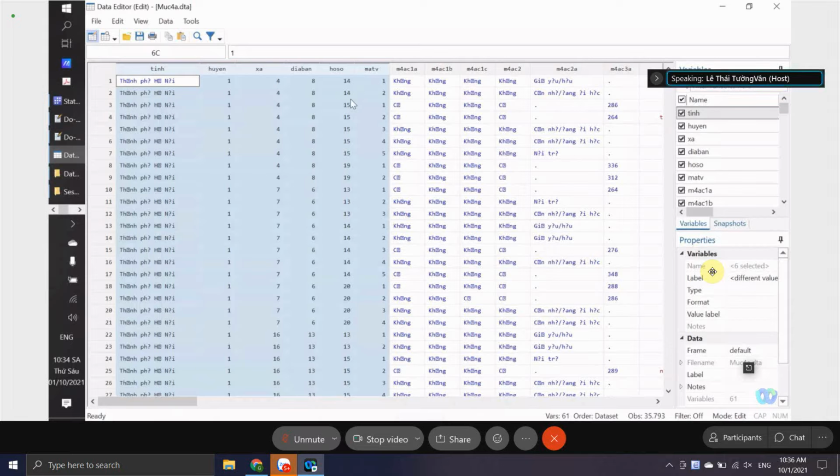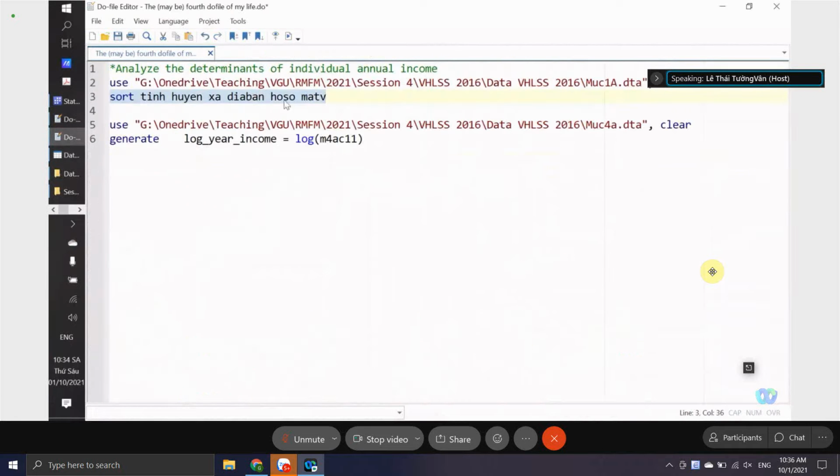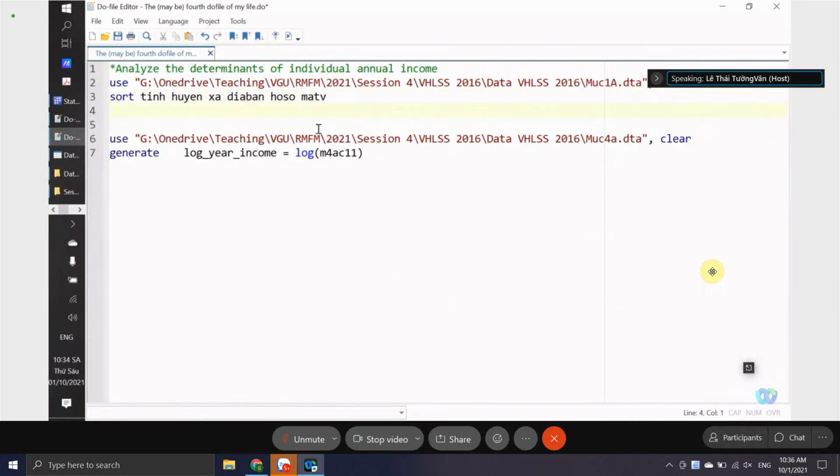And now, if we want to do the analysis, we have to combine them together. Is that right? So there is a command in Stata to merge two data sets together. The first one is to load the data into the memory. The second one, you will type merge. Now together, please do it with me: merge 1 to 1, on which variable? Tỉnh, huyện, xã, địa bàn, hộ số, mã thành viên.